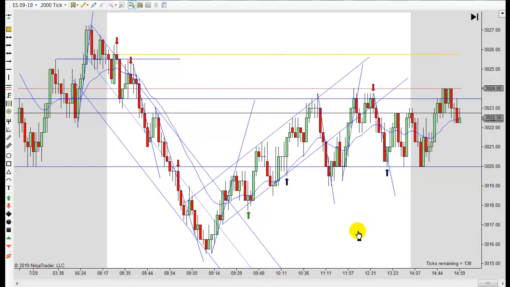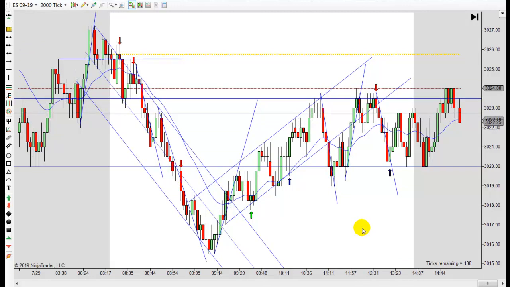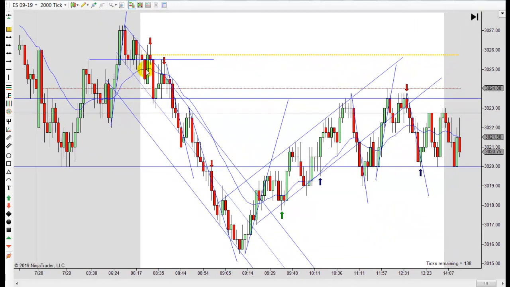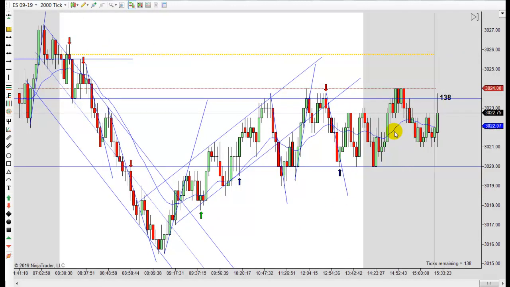It's July 29th. This will be our chart lesson for the day. And really, this was mostly sideways action. We had a nice downtrend early, then we took most of it back, and then we just kind of went sideways in a real tight range.